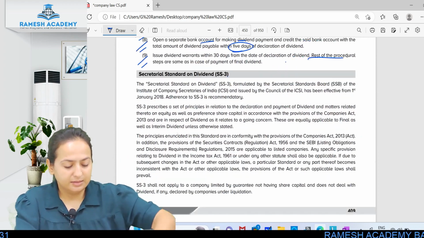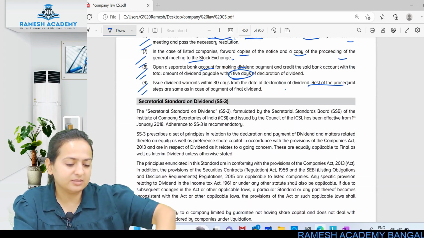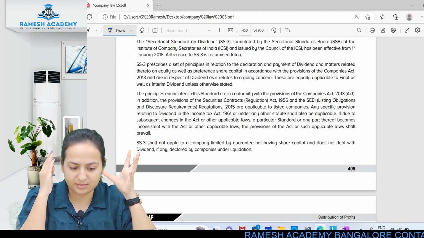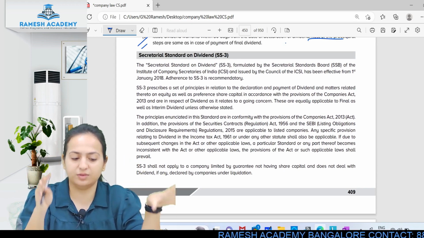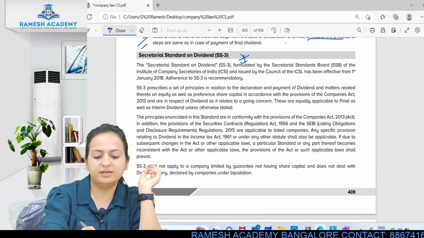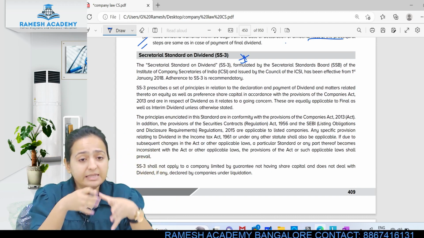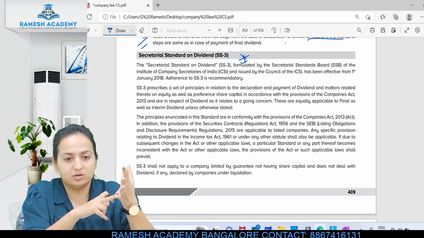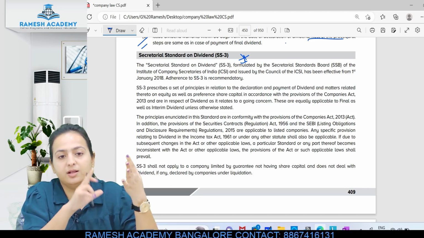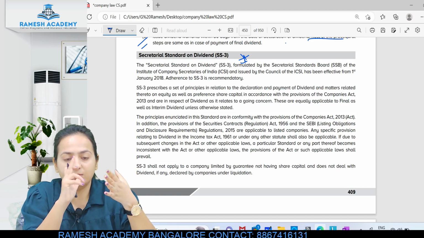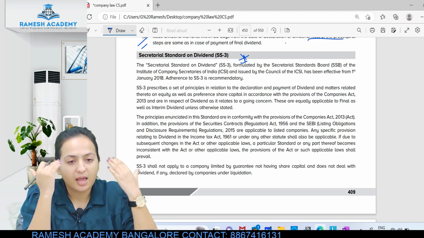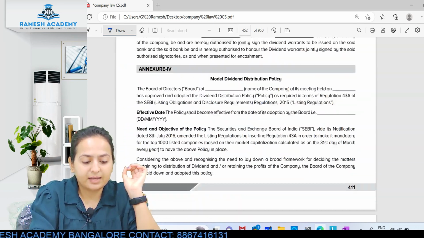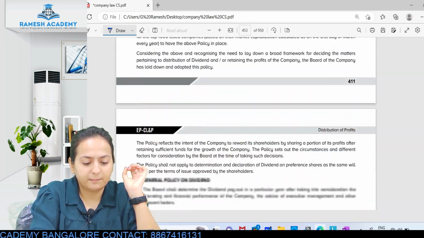Now we have SS3, formulated by the Institute of Company Secretaries of India. In SS3 all similar rules are there. When there are losses, how the dividend will be distributed, how it is to be paid, what the modes of payment of the dividend are, everything is explained in SS3. The specimen resolutions are there.